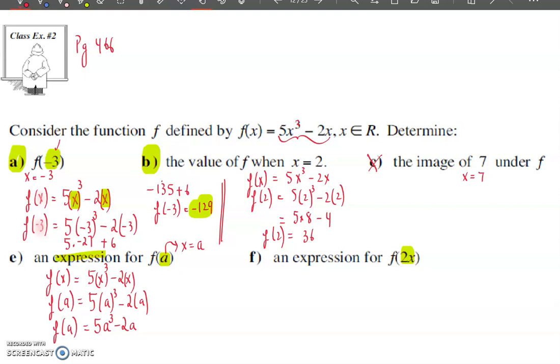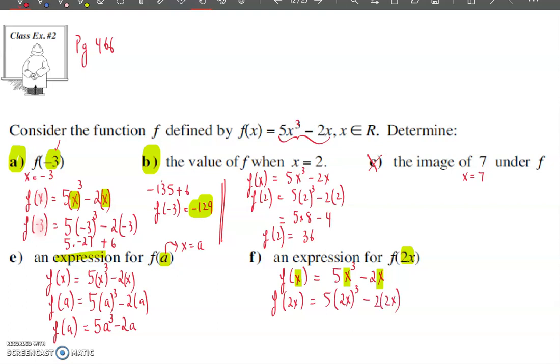Okay. Same thing for f. They want us to replace x and put 2x in there instead. So our function is f of x, the original function. Everywhere there's an x here, they want us to put 2x. So we'll go do that. Everywhere there's an x, I will put 2x in there.